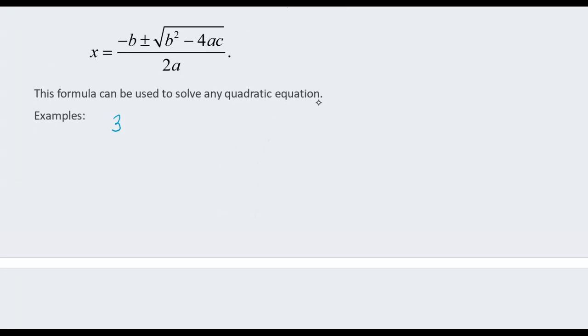Let's look at 3x squared plus 6 equals 10x. To use the quadratic equation, we need to have all of the terms on the left-hand side or on one side of the equation and 0 on the other. And it's important that we put the terms in order with the squared term first, the x to the first power second, and the constant third, so that we can properly identify a, in this case is 3, b in this case is negative 10, and c in this case is 6.